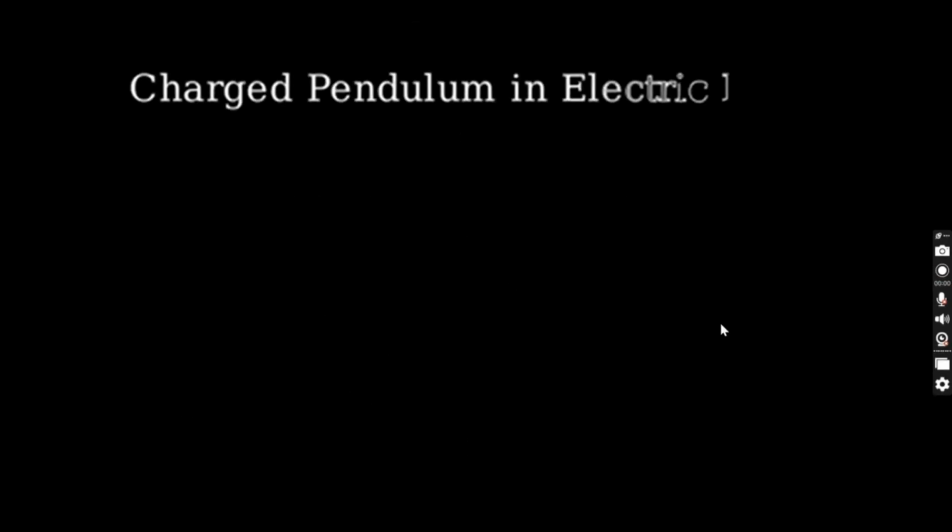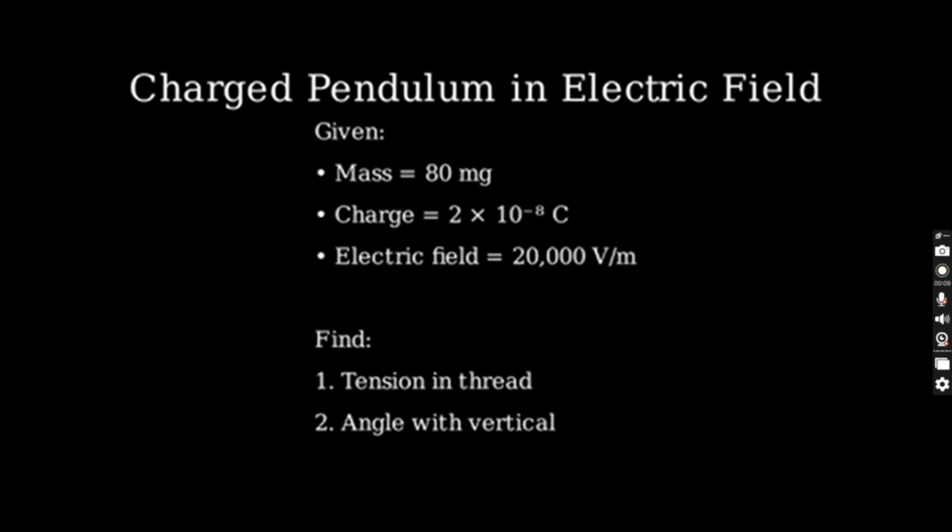Let's solve a problem involving a charged pendulum in an electric field. This is an interesting case where we'll see the interaction between gravitational and electric forces. Here's our problem. We have a pendulum bob with a mass of 80 milligrams and a charge of 2 times 10 to the minus 8 coulombs. It's at rest at some angle in a horizontal uniform electric field of 20,000 volts per meter. We need to find both the tension in the thread and the angle it makes with the vertical.